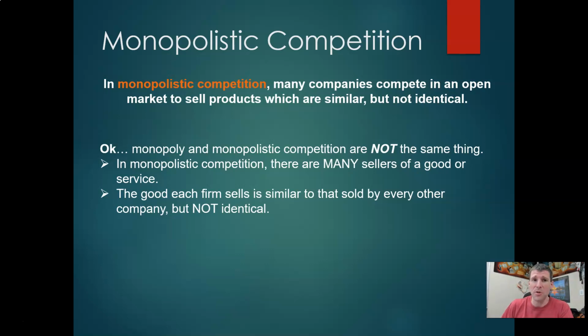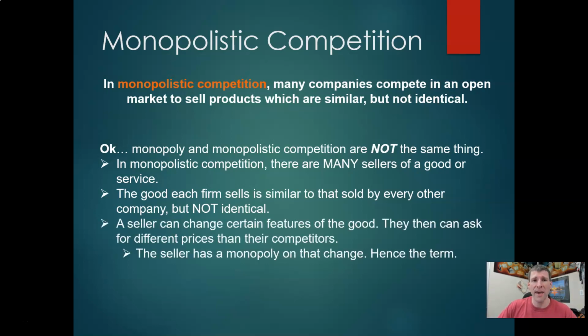So they're selling something similar, but not identical. It's not the exact same thing. You can make minor modifications to it. You can change certain things about the product or certain features of that good. And because you can change the product, you can differentiate it, that means you can charge different prices for that good. Now, the reason I call it monopolistic is because whatever that little change is, or big change, you have monopoly over that change, right? That change is yours. You have monopoly on it, and so this is why they call it monopolistic competition. Yeah, I kind of wish they called it something else, but here we are.